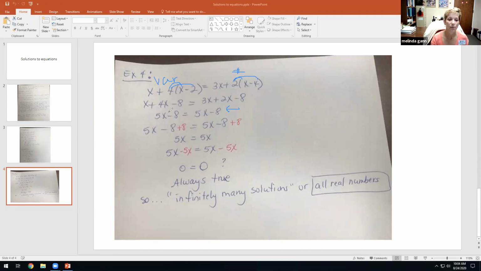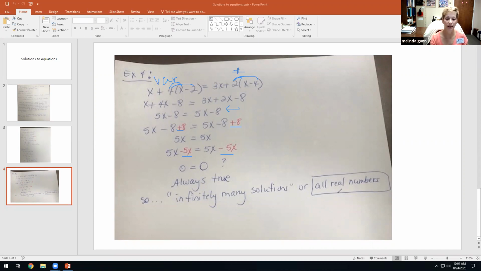Okay, but if I want variables over here, if I get rid of the minus 8, so I added 8 to this side and I added 8 to that side. So the 8's went out over here and left 5x, and the 8's went out over here and left 5x. So again, if I want variables over here, I've got to get rid of this 5x. So I subtracted 5x over here, so I had to subtract 5x over there. Well, I get 0 equals 0. Now, what does that mean? When does 0 equal 0? 0 always equals 0. So this thing is always going to be true.